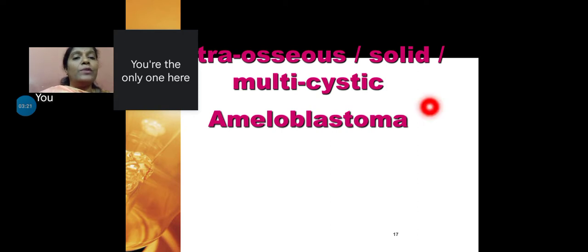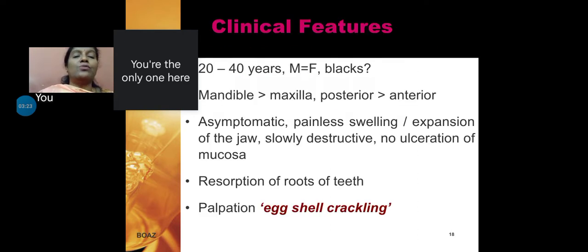Now, moving on with the conventional type of ameloblastoma, which happens to be solid and multicystic. It tends to occur in the age group of 20 to 40 years. Males and females are commonly affected. For some unknown reason, it tends to occur more commonly in blacks. The mandible is more commonly affected than the maxilla, and in the mandible or in the maxilla for that matter, the posterior region is more commonly involved than the anterior region.